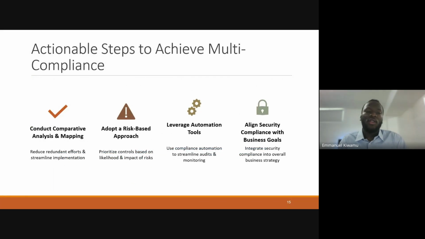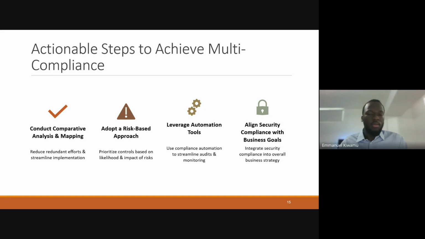So going forward, I'll mention some recommendations we have for SMEs that are looking to achieve multi-compliance. It's very important to conduct a comparative analysis. This helps you identify areas that are similar, like what we've just done, identify areas that overlap, and create a structured approach to achieving multi-compliance. It's also important to adopt a risk-based approach. This helps you prioritize the controls based on the likelihood and impact of the risks to your organization.